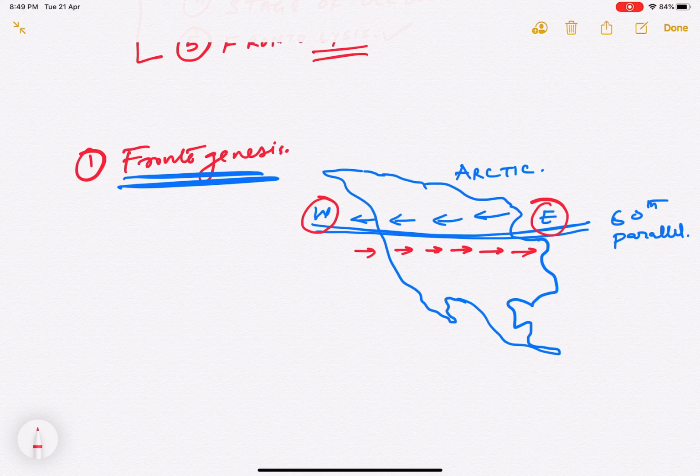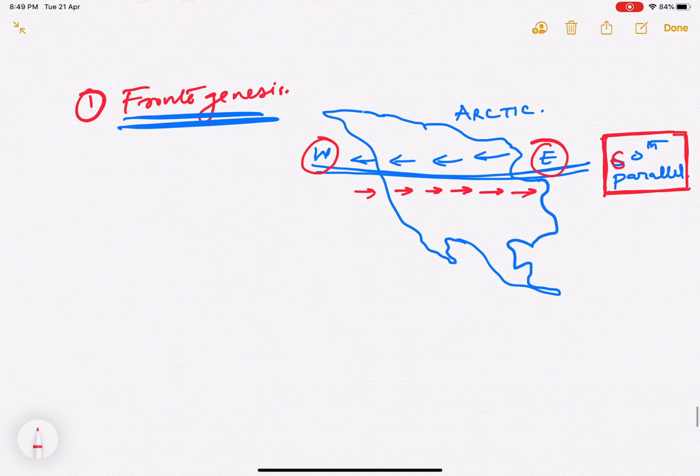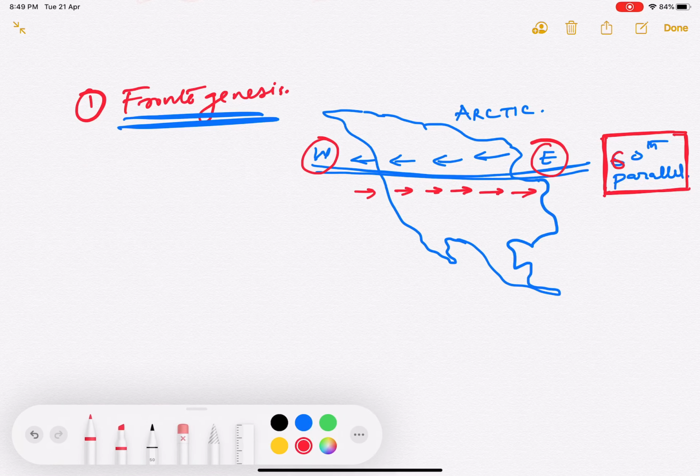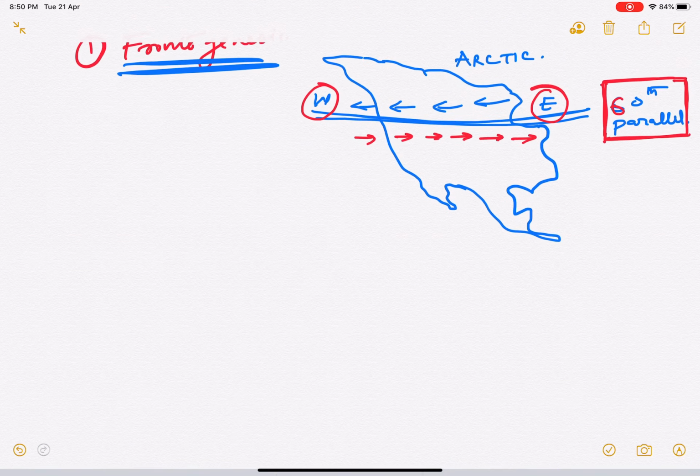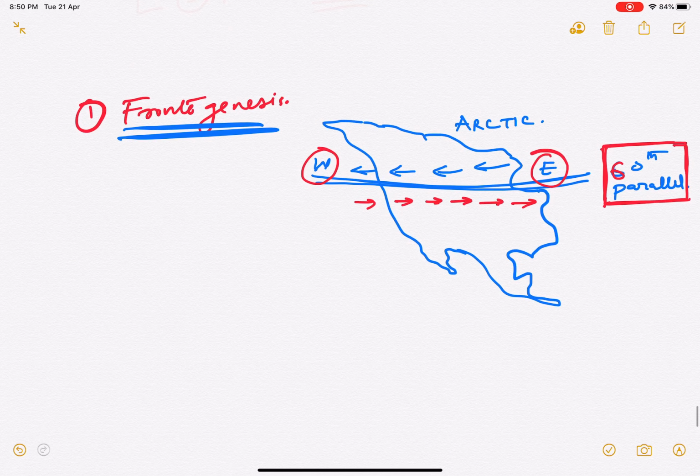Now what happens in this context is that, in the frontogenesis stage, there is a stark difference. First of all, the cold air masses are formed in their respective areas. If I call this a front, then the cold air mass is formed to the north of the front, and the warm air mass is formed to the south of the front.